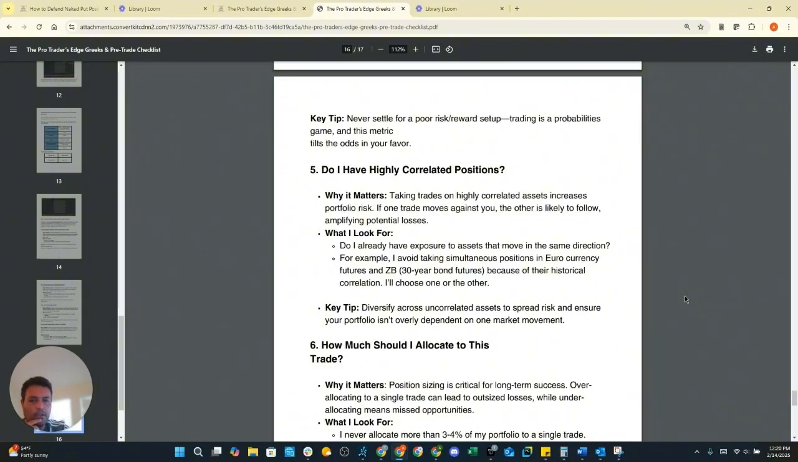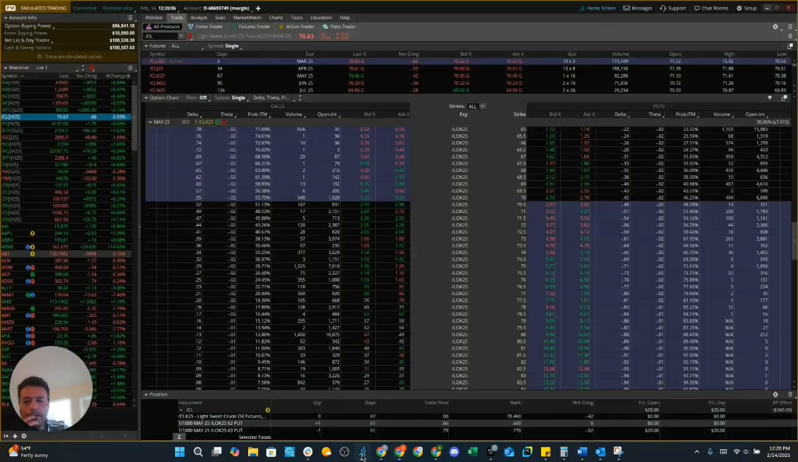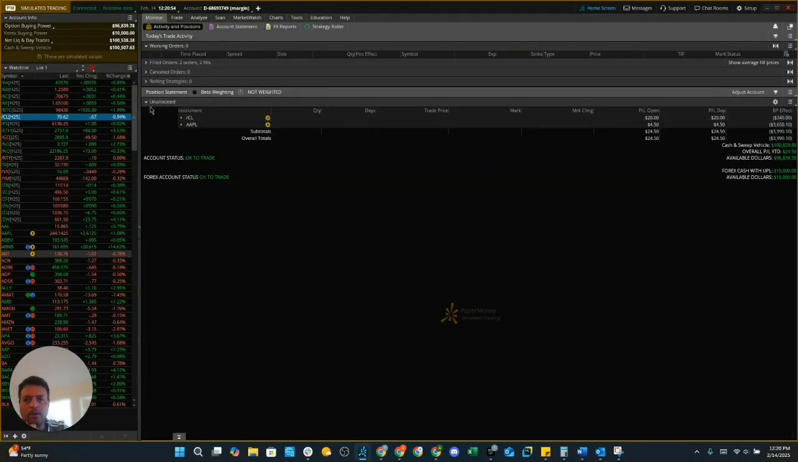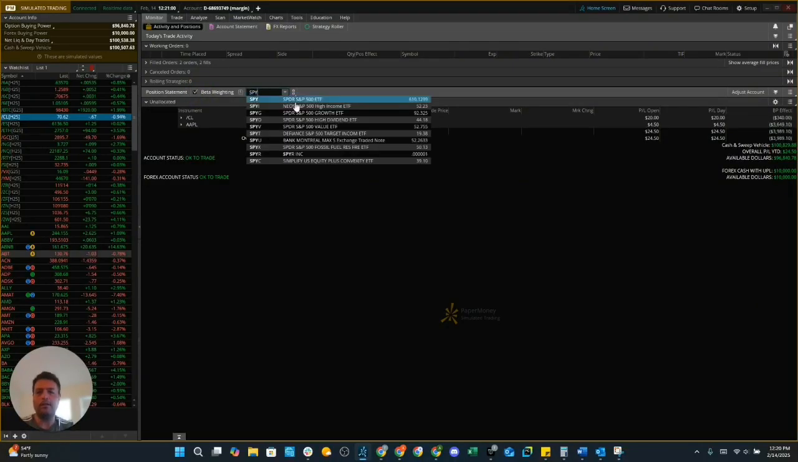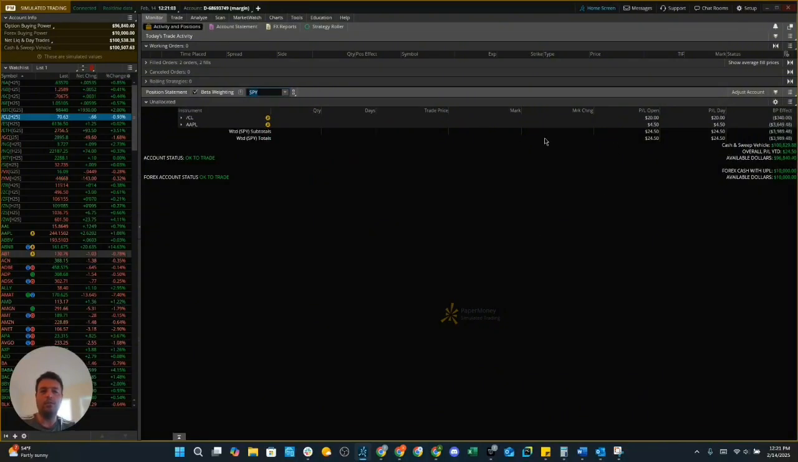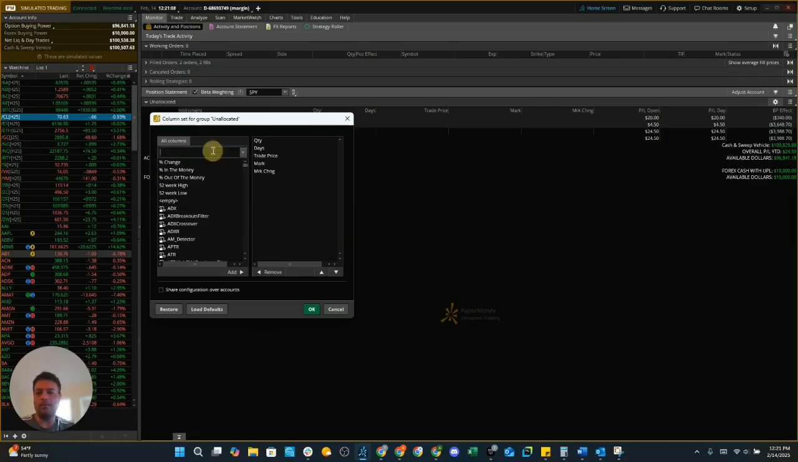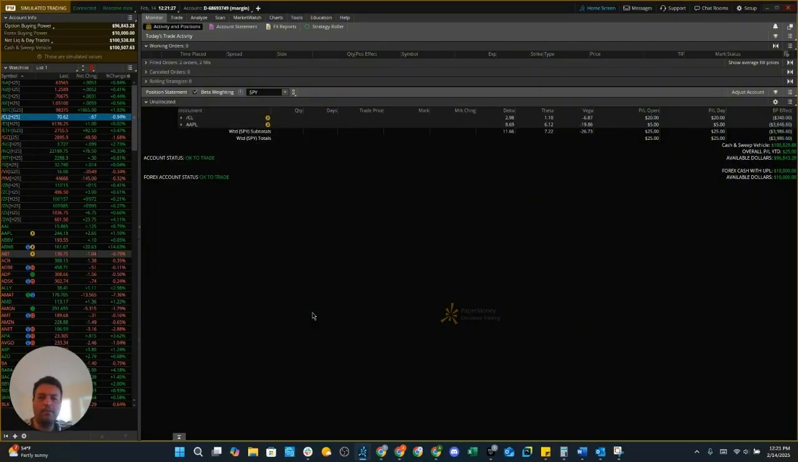Look for highly correlated positions. That's another one of the big ones. How do you do that? In TOS, there's something called the monitor tab. Go in and do a beta weighting of SPY. I normally look at that, put it at SPY. So now this should give me all my delta, my theta, weighted against SPY, the main market index, right? So that's what you want to do. You want to benchmark yourself against a major index. Market index is S&P 500.